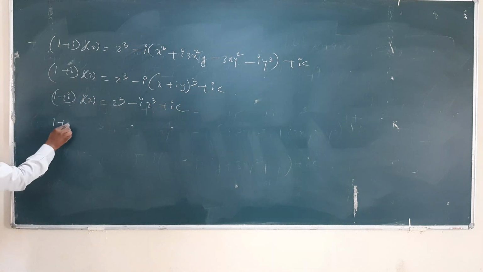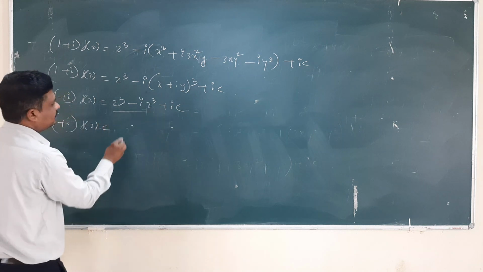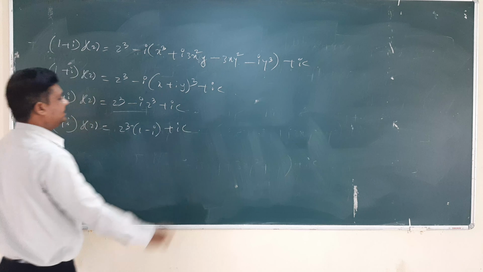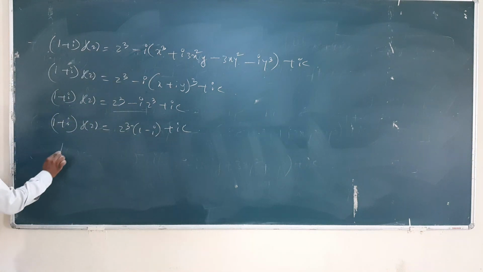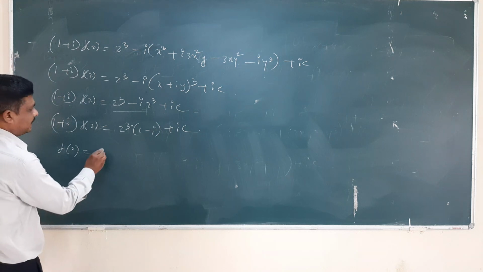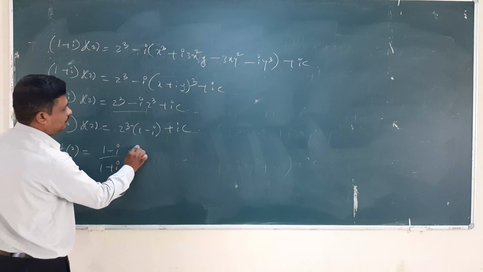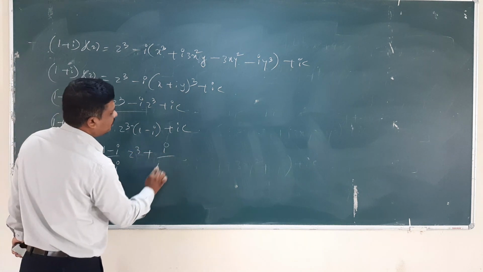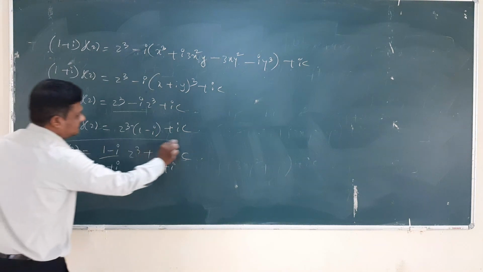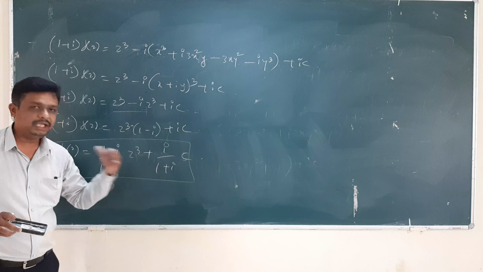So that is (1 plus i) f of z together. Here z cube is common, (1 minus i) z cube plus i c. So therefore f of z is equal to, dividing by 1 plus i, we get (1 minus i) upon (1 plus i) into z cube plus i upon (1 plus i) into c. Even though we can simplify this one, here we can remove the 1 plus i from the denominator.